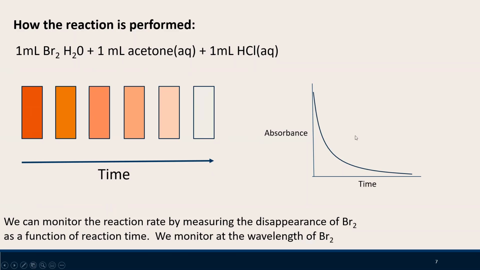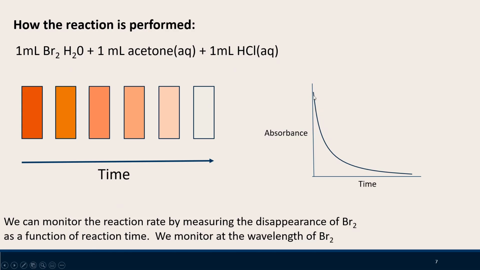So if we look at the absorbance over time, it should give you a curve sort of like that. So starting relatively high and eventually going back to 0 over time. Because this absorbance is related to the concentration of bromine, right? That's Beer's law. So we can monitor the absorbance.